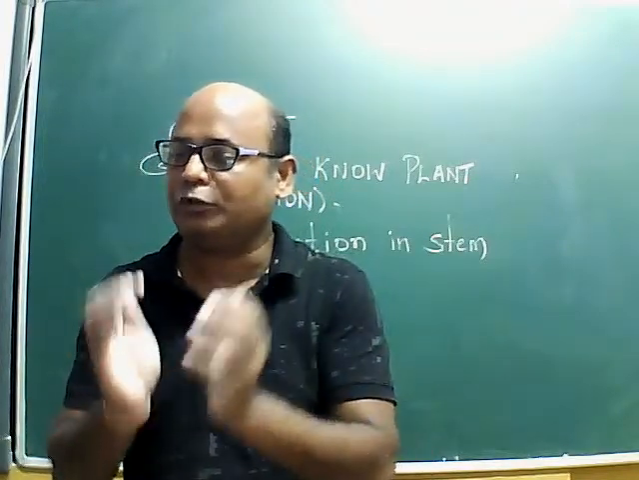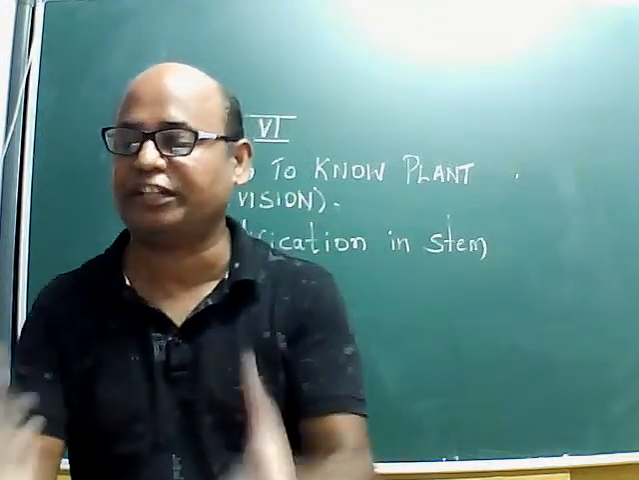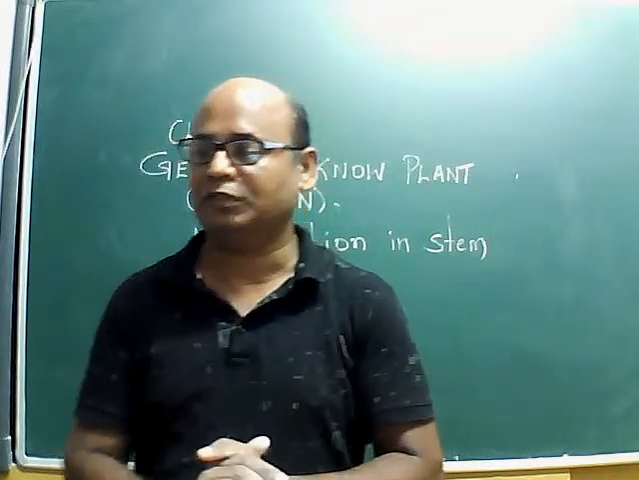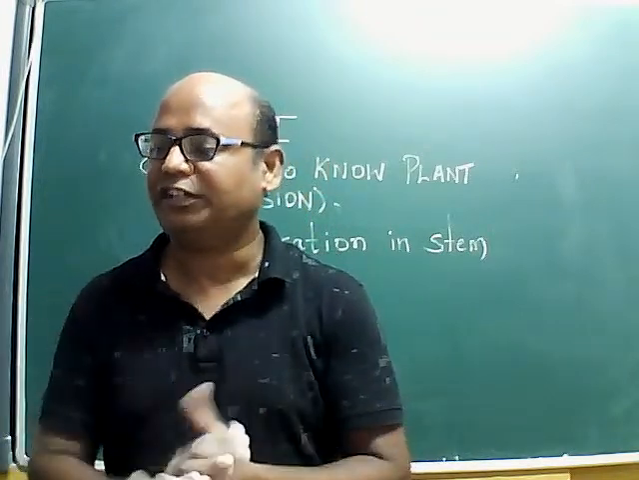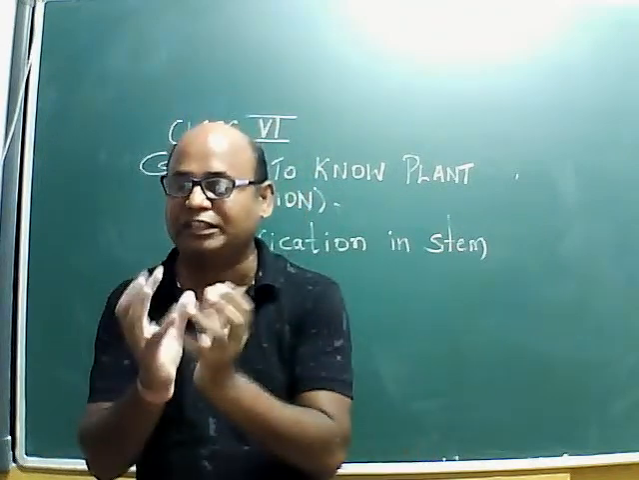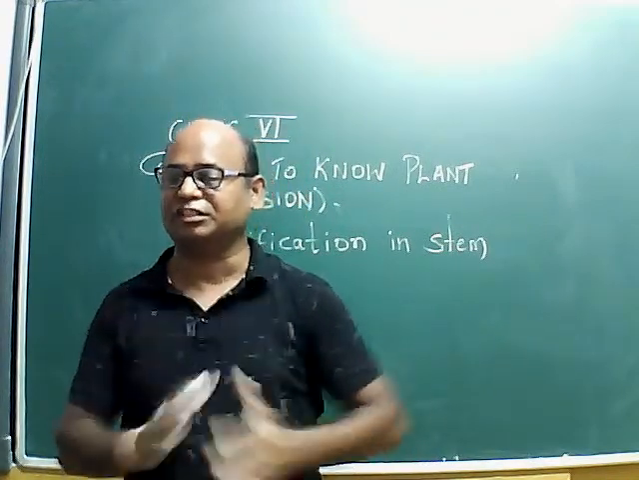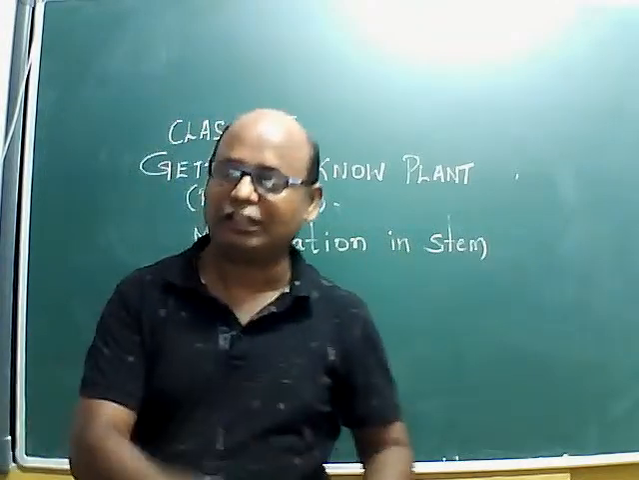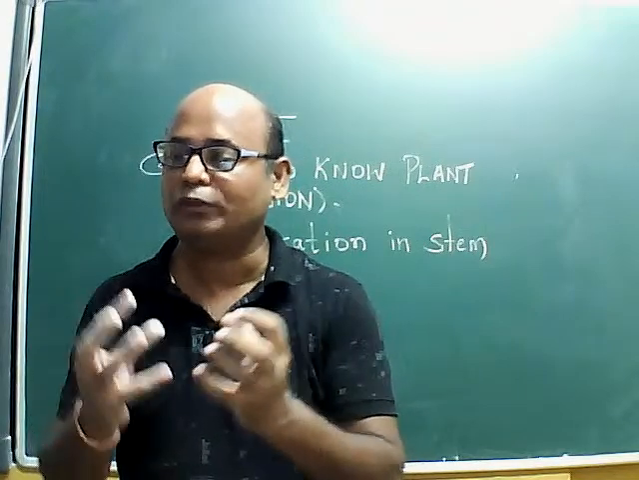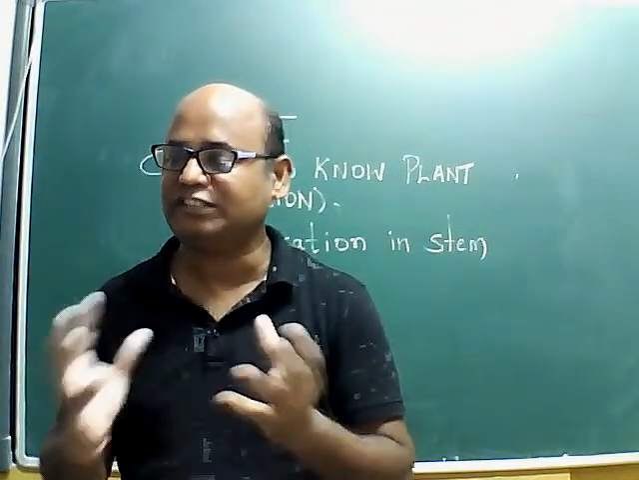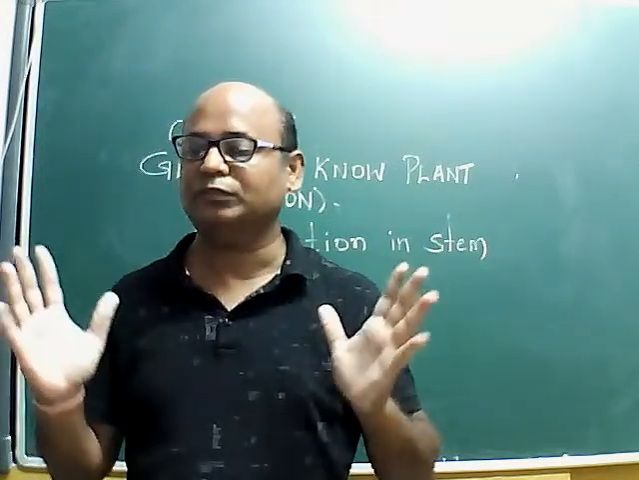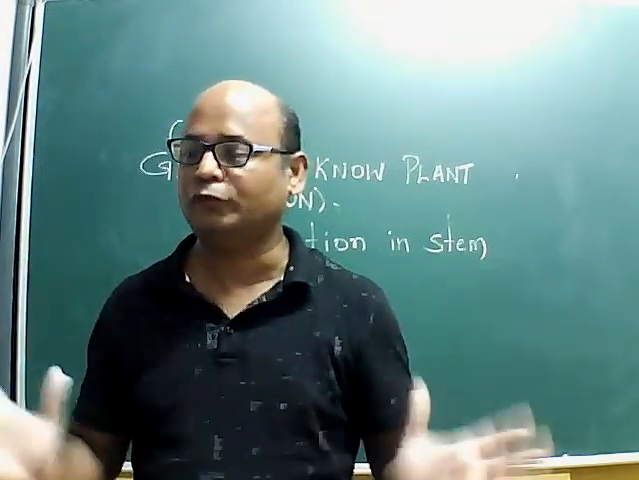This potato is an underground stem. You have seen ginger, it is also an underground stem. You have seen onion, it is also an underground stem. Now we will find these are bulky, swollen structures below the ground, underground. What function are they doing? They are storing food. That's why these are swollen structures, and these are modified stems to store food.